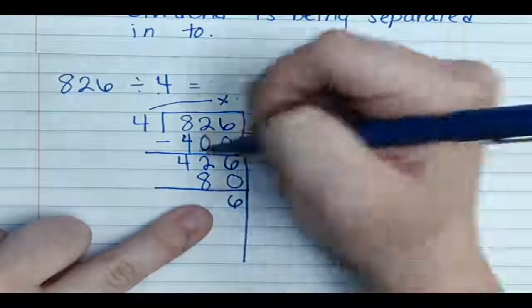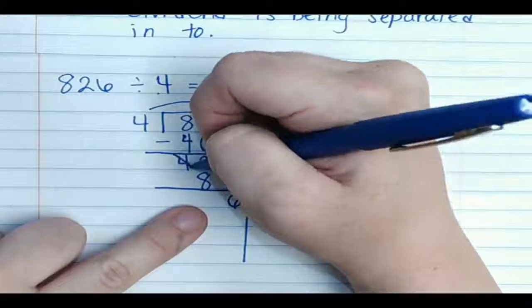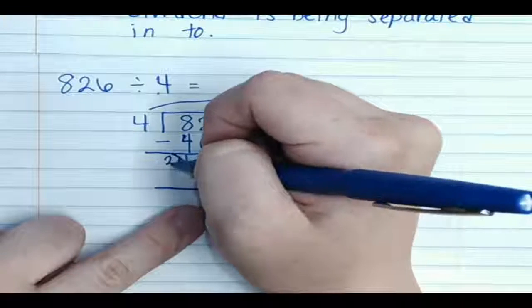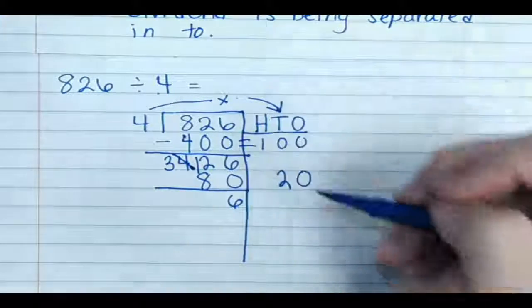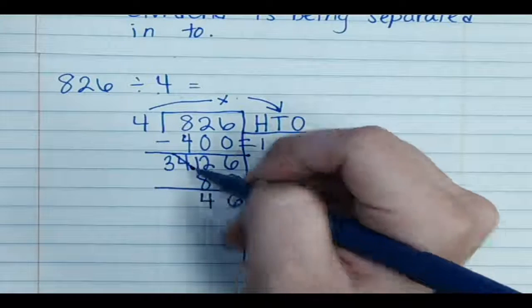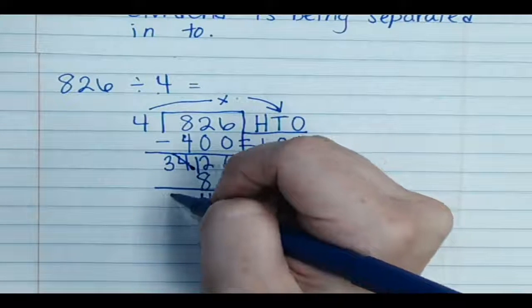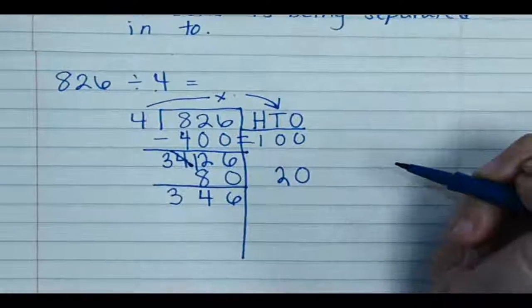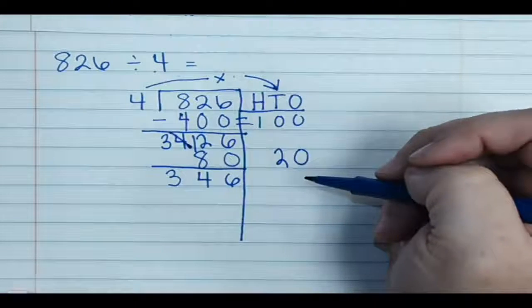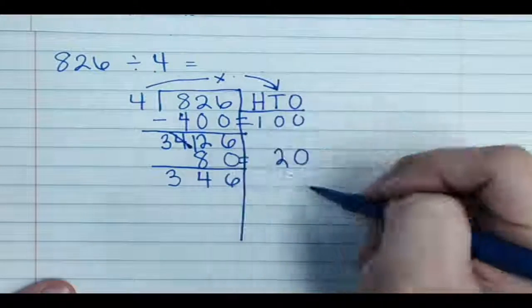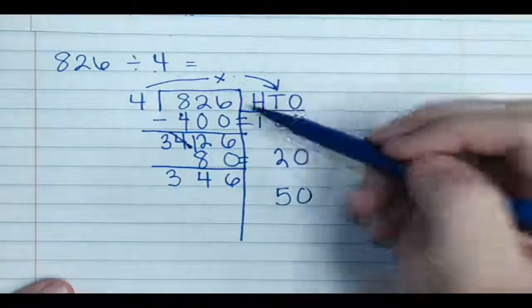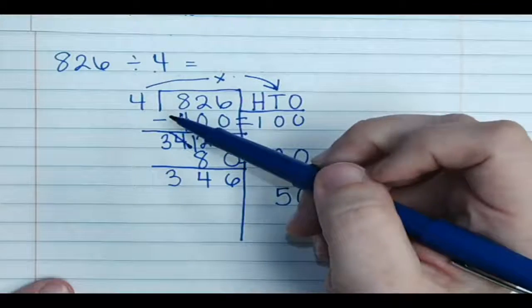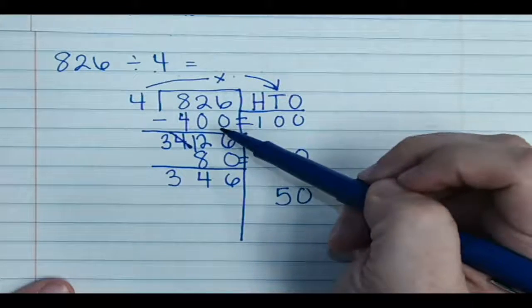8 cannot be taken away from 2, so they must regroup. Cross out the 4, and we're borrowing. So we just added 10 here. 12 take away 8 is 4. And we have 3. Okay. I'm going to go ahead and multiply by 50. And you can see that I'm skipping lines. I do that because I want students to see when I multiply what it equals.